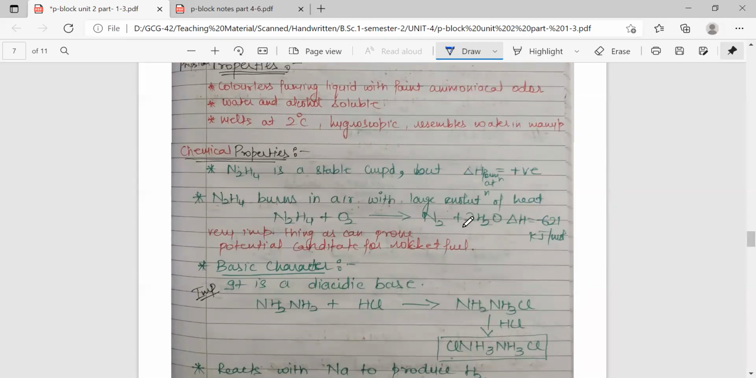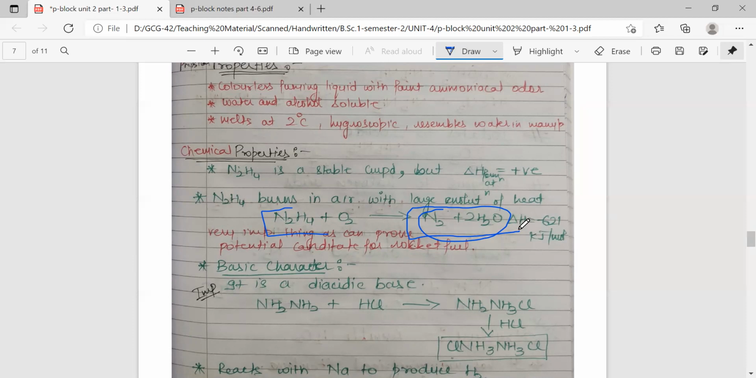It will give nitrogen, and it is highly exothermic, with the production of minus 621 kilojoule per mole of energy after burning of N2H4. So this reaction is very important from the point of view that it is a potential candidate for rocket fuels, as it is producing a large amount of energy. And also the products obtained are very manageable, that is, just nitrogen and water, which can be easily handled. So that is why they are potential candidates for rocket fuels.